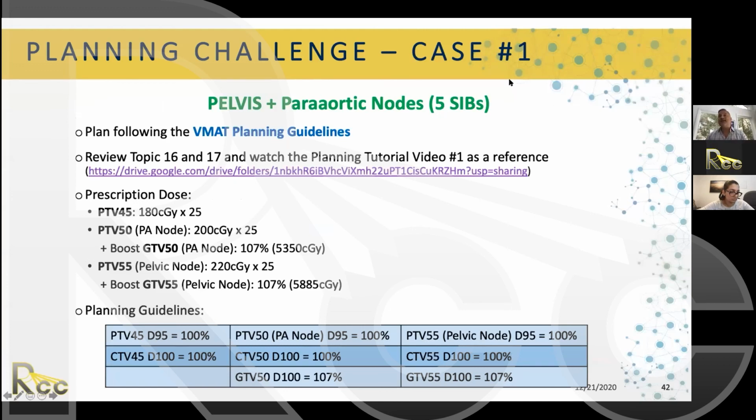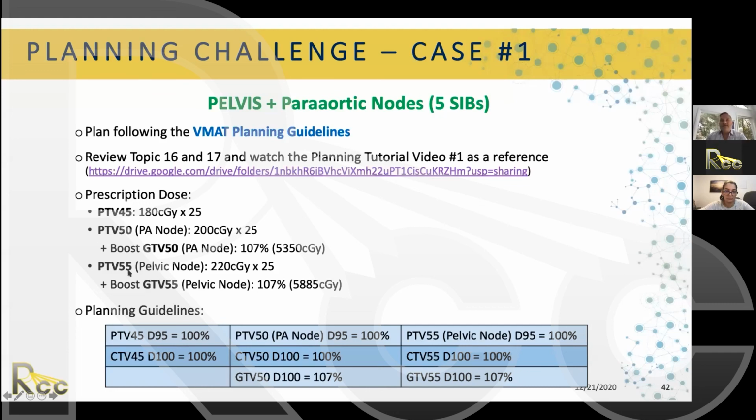This is case number 1. The pelvis and parotid with 5 SIVs. Remember to plan this following the VMAT planning guidelines that we went over, topic 16 for contours and topic 17 for the optimization. Remember that I told you that we created this planning tutorial video for this same case as a reference. So you have there how we created the plan and we went through the optimization. This is a great resource. Just watch it while you're planning, or watch it after, before you plan it, whatever, but it's very useful for you. And also review topic 16 and 17.